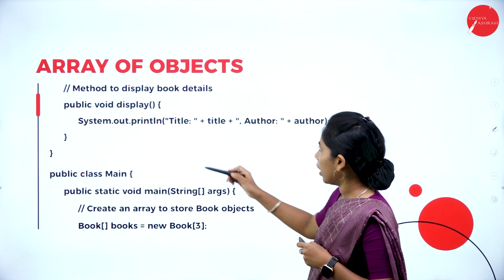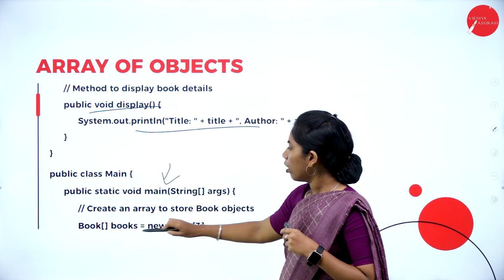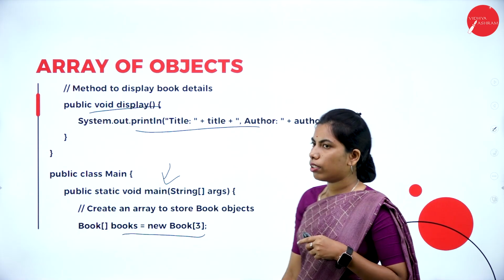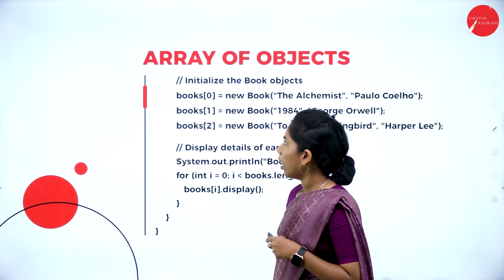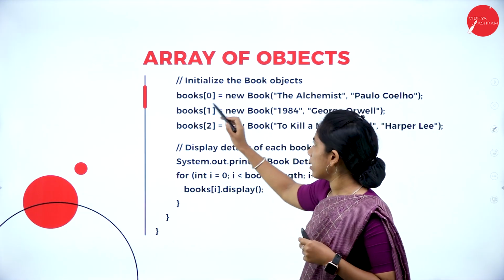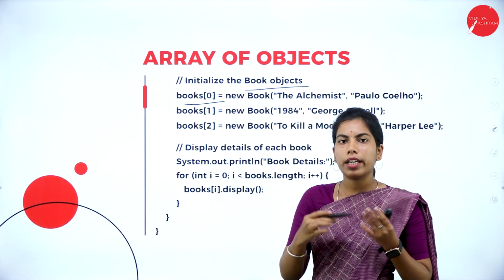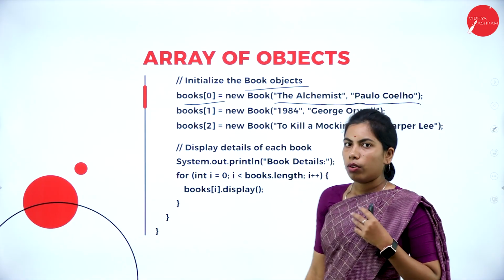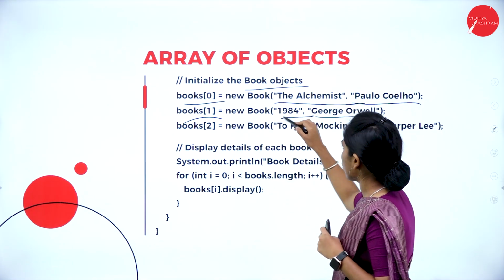So next we have a main function. So to display, and also for the main function, Book[] books = new Book[3]. So this is how the title and author will be displayed, the details of the book. And next we can see how to initialize the book objects. For book 0, meaning index element 0, for that I have The Alchemist and Paulo Coelho. And also for the second index I have stored 1984, that is also string type.